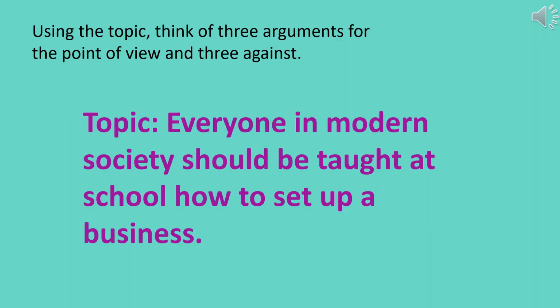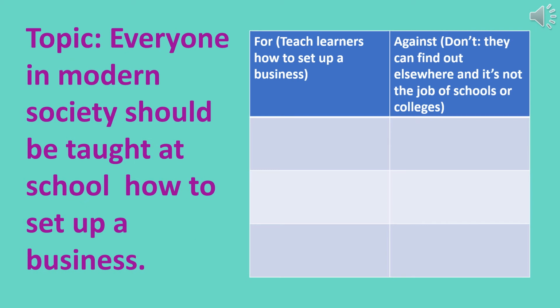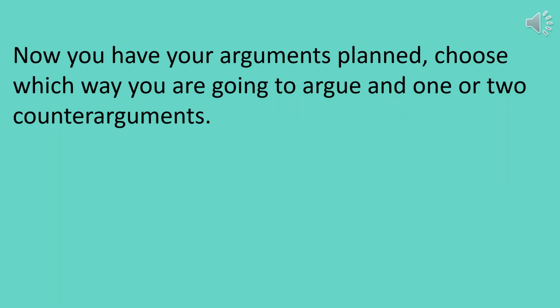This is the topic we will be writing about today, and you'll be planning it with 3 arguments for and 3 against. Topic: everyone in modern society should be taught how to set up a business at school. Here is your planning grid: 3 spaces to plan your arguments and 3 for your counter arguments. Now you have your arguments planned, choose which way you're going to argue, and one or two counter-arguments from the other side.